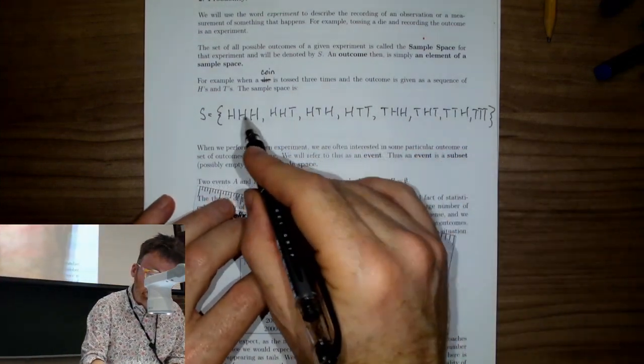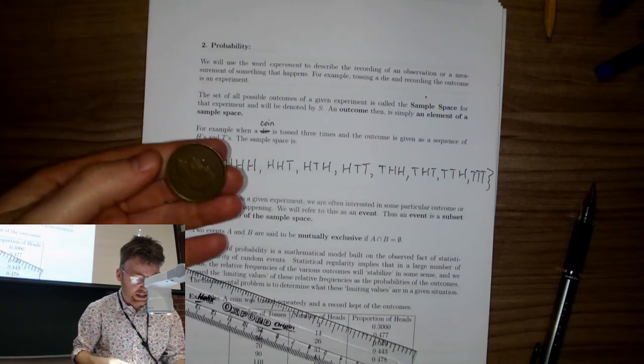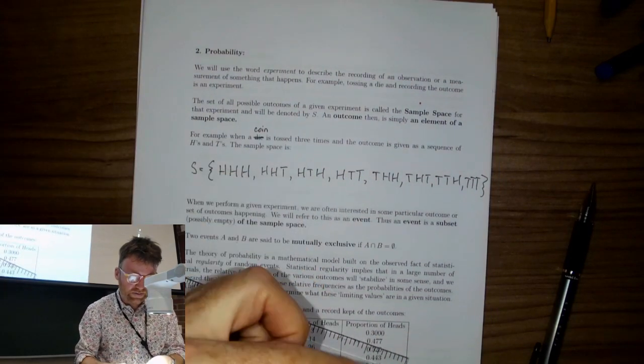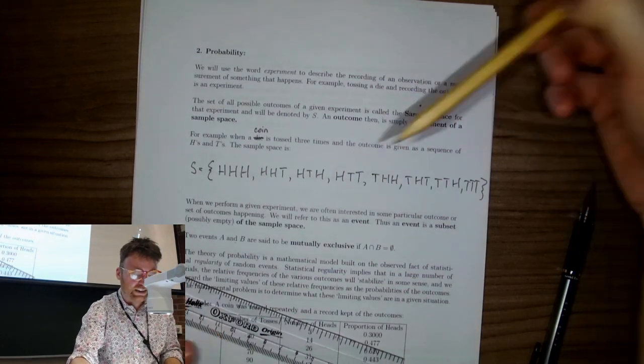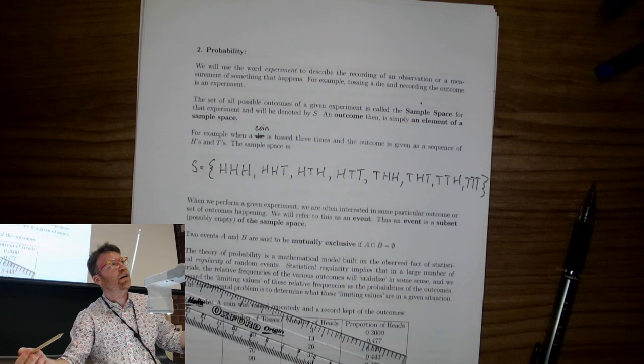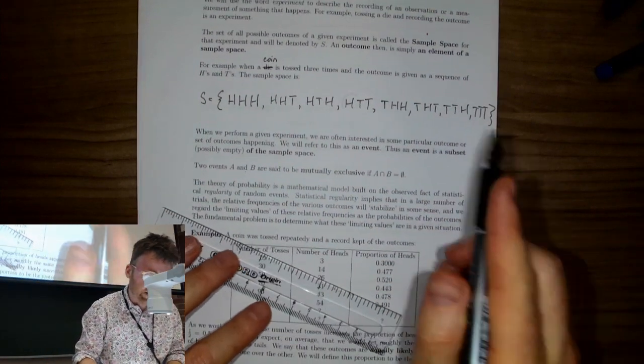Each of these individual things is an outcome. So if I take my coin and I go once, head, twice, tail, tail, head, tail, tail, that thing actually occurred in my implementation of that experiment. And that is an outcome.